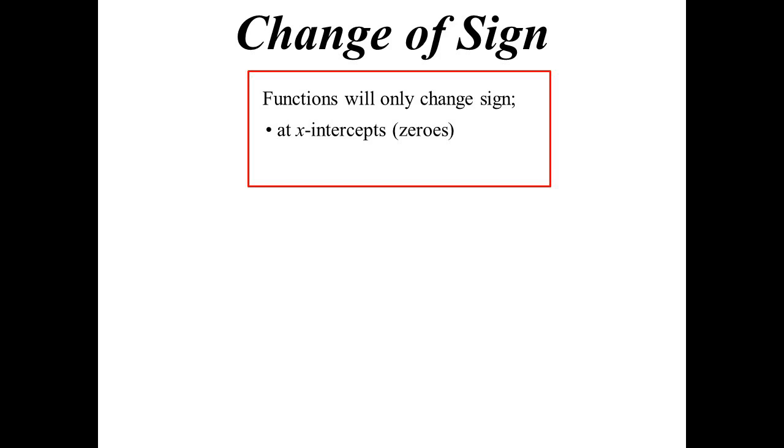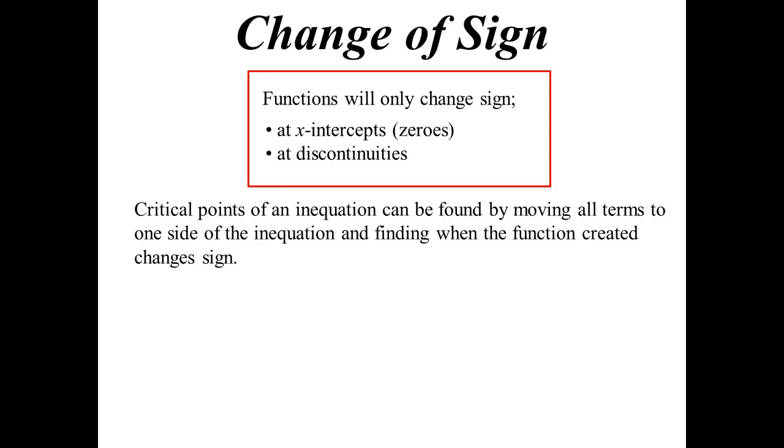So the x-intercepts, if you like, the zeros. The other time it could change sign is discontinuities. For example, let's have a look at our hyperbola over there, y equals 1 on x. It changed from positive to negative. It didn't actually pass through 0, that one, because of the asymptote. So they're the two key things, finding asymptotes, finding x-intercepts. They will give you the critical points of your solution.